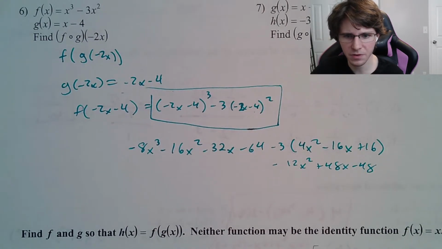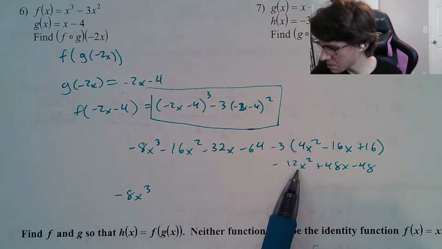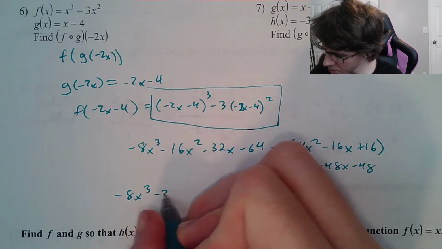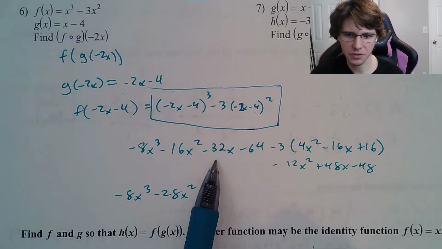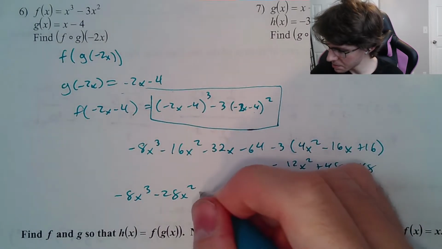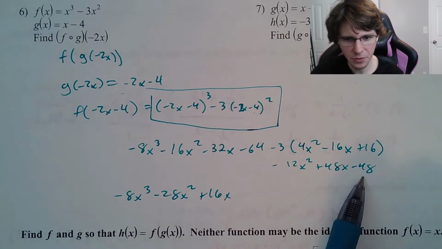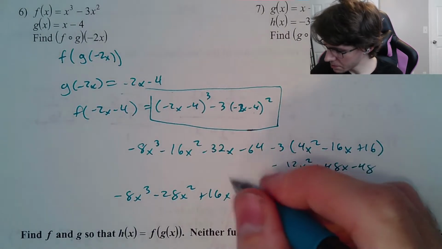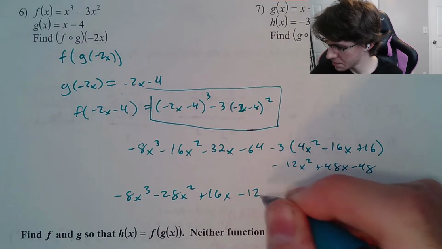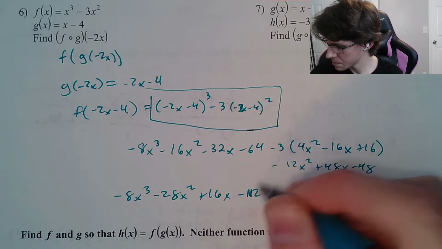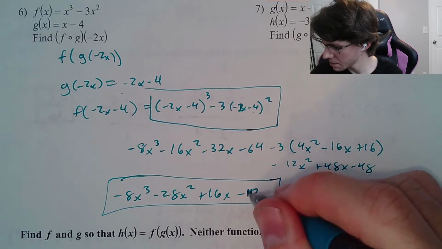And combining like terms for our final answer, we have negative 8x cubed. Negative 16x squared minus 12x squared is going to be negative 28x squared. And then after that, we have this minus 32x plus 48x. That's going to be plus 16x. And then minus 64 minus 48. And that's going to be, oh man, I can't do math right now, 112. Really bad look at 112, but that's what it is, 112.